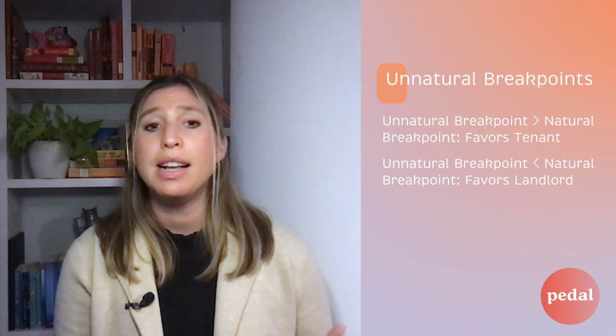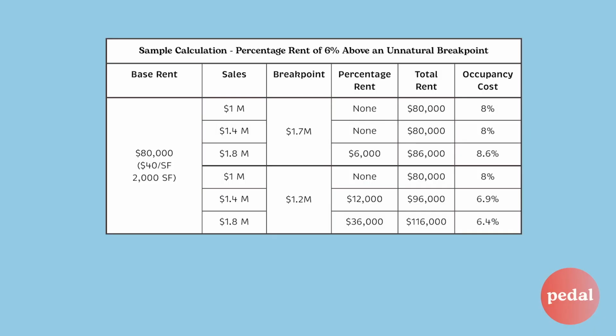Okay, so in this example, we've agreed to 6% above an unnatural breakpoint, and I've got calculations with two different breakpoints, $1.7 million and 1.2. You may remember from the last table that with 6% above a natural breakpoint at a rent of $80,000 a year, the natural breakpoint is $1.33 million. The $1.2 million breakpoint is artificially low. You start paying rent at a lower sales volume than the natural breakpoint. The $1.7 million breakpoint is artificially high.